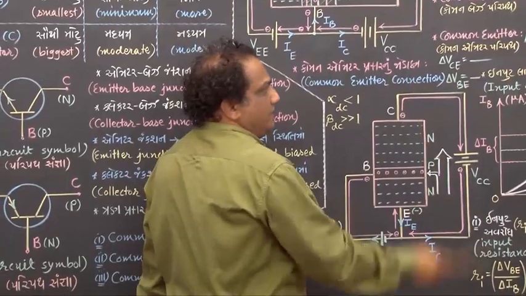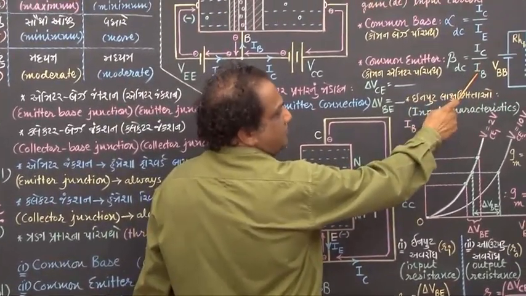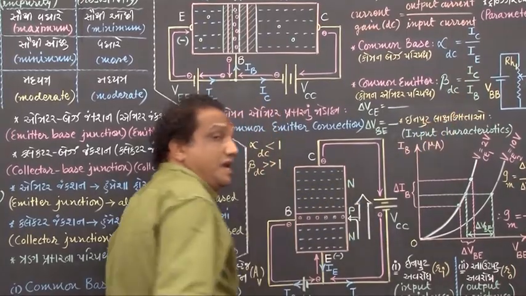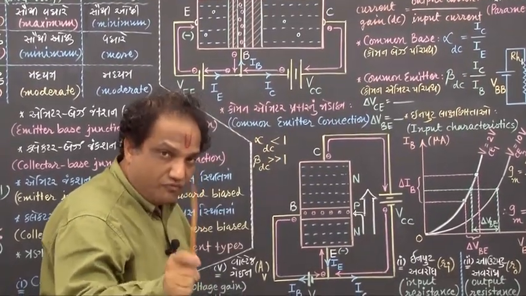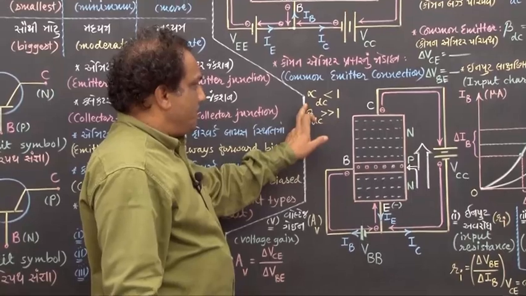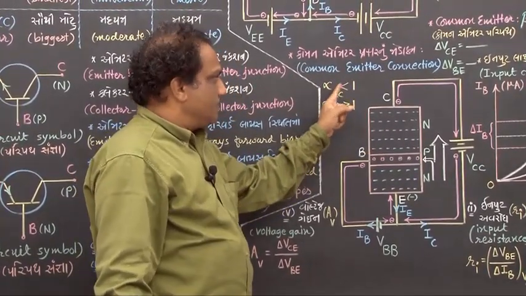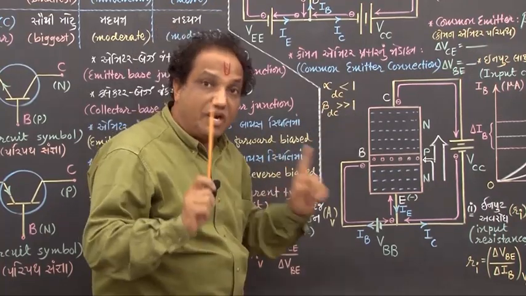Correct? And tell me, when this is 5% approximately, this is 95%. So 95 upon 5, that is 19, which is much greater than 1. So beta DC value is much greater than 1. Correct? Alpha is always less than 1, beta is always greater than 1.